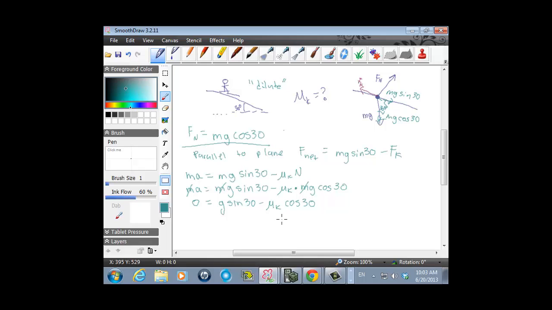Now we're going to use a little trick here. Oh, I thought I was looking for an angle. I'm not. I don't need to use any trick. I'm looking for the coefficient of friction. I was all excited to use a little math trick.